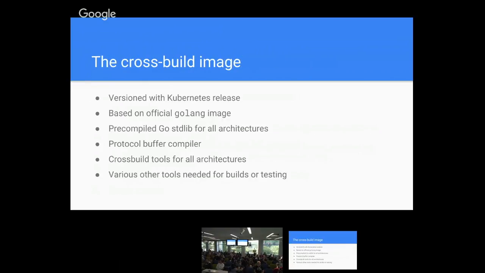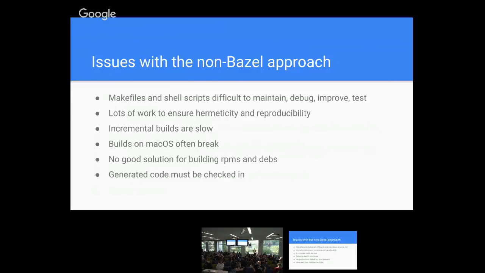I was just mentioning the cross-build image. We version this with the Kubernetes release, because a certain Kubernetes release was usually built with a particular version of Go. So we take the Golang image, we pre-compile the Go standard lib for all the various architectures in pure Go mode. We add in the protocol buffer compiler. We create cross-build tools. We apt-get install those, and some other various things that we use in some of our unit tests. Without this, you'd have to be downloading all this stuff every time you build, and that just ends up being very slow.